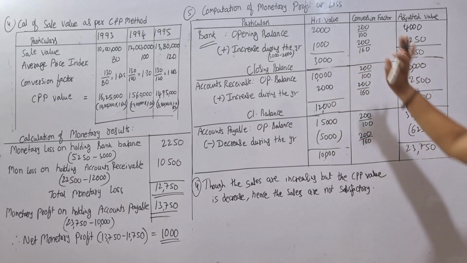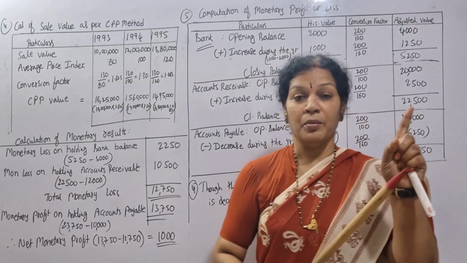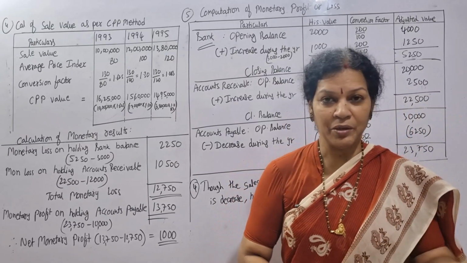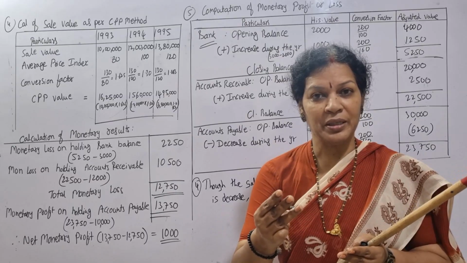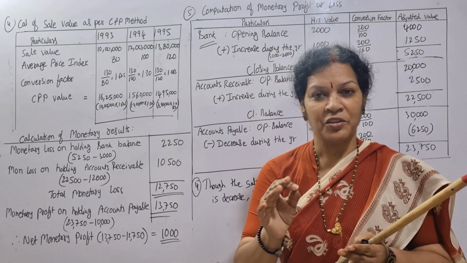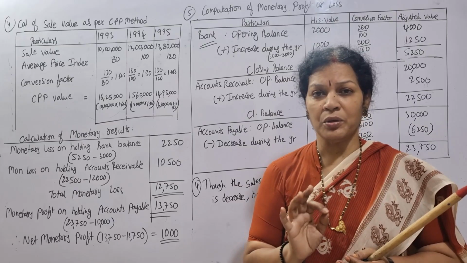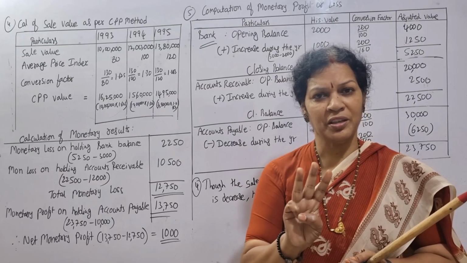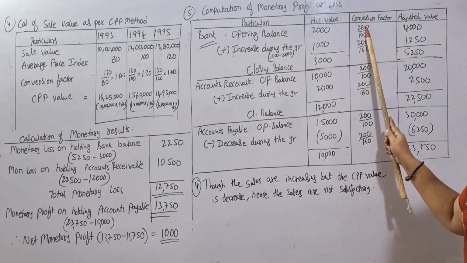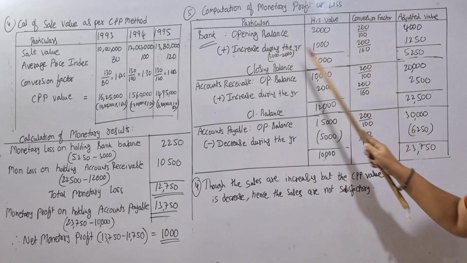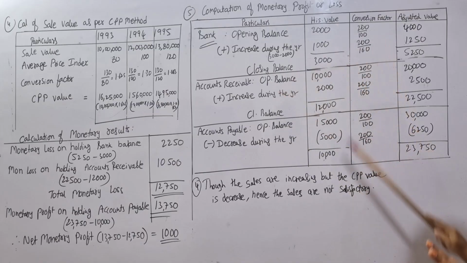So this is over. Always remember, you have to see only the monetary items. We got only monetary items: bank, accounts receivable, accounts payable. If they give any fixed assets, share capital, etc., we are not going to touch them. We'll calculate only the monetary items. Here, 3 items are monetary. We have taken the opening balance and calculated the conversion factor. For increase or decrease we have taken the average factor which is given. So we have calculated everything.